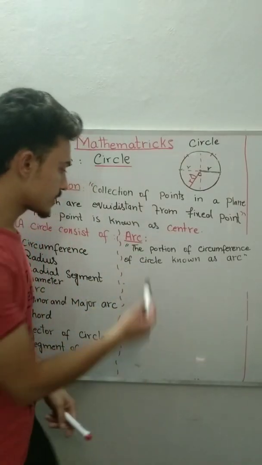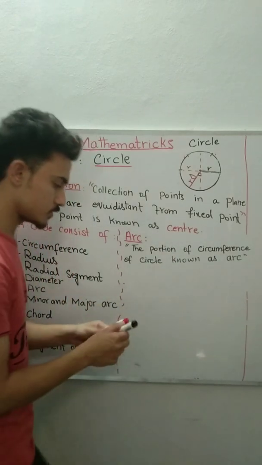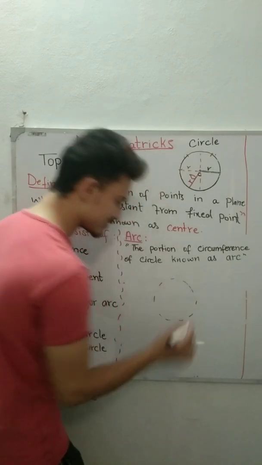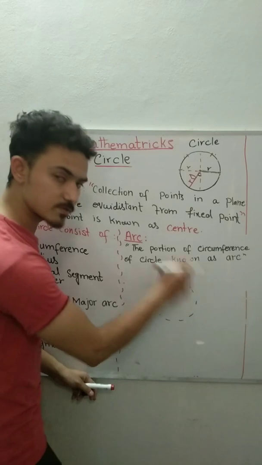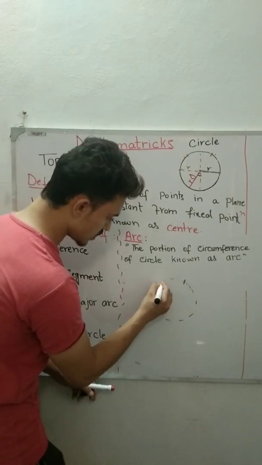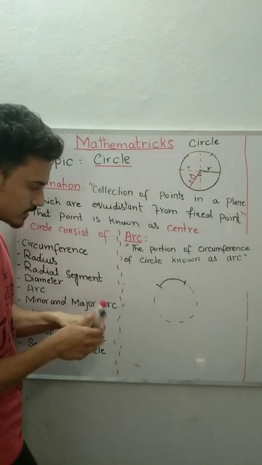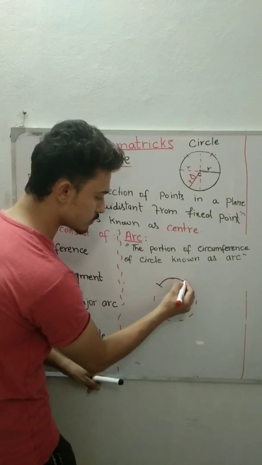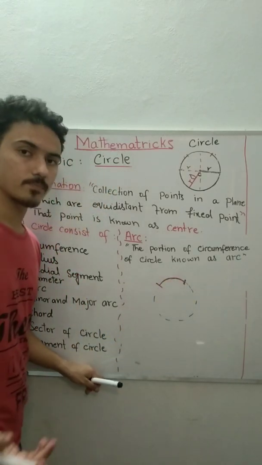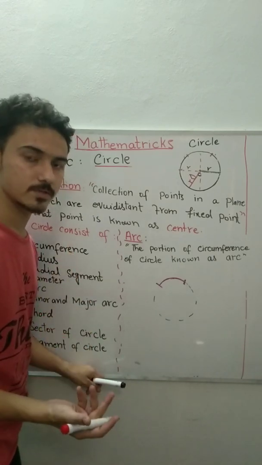What is an arc? A portion of the circumference of a circle is known as an arc. Let me show you. This is my circle, and here is the circumference of the circle. So you just take any portion of the circumference of the circle, and that is known as an arc. That's my arc. I just take that portion of the circumference of the circle. So this is known as an arc of a circle. In one circle there can be lots of arcs.